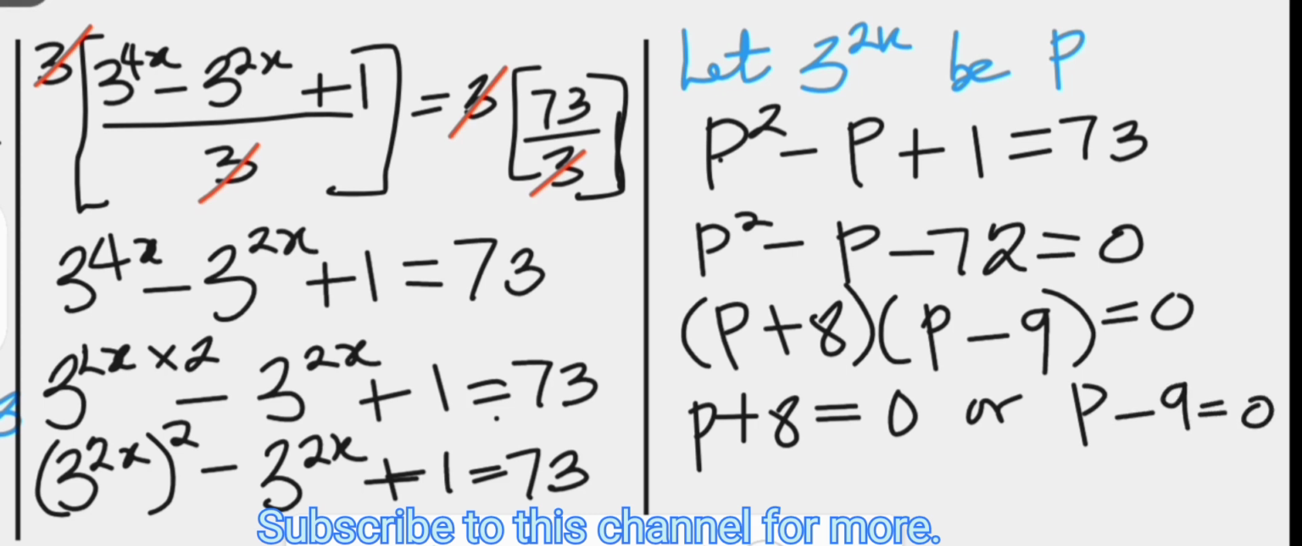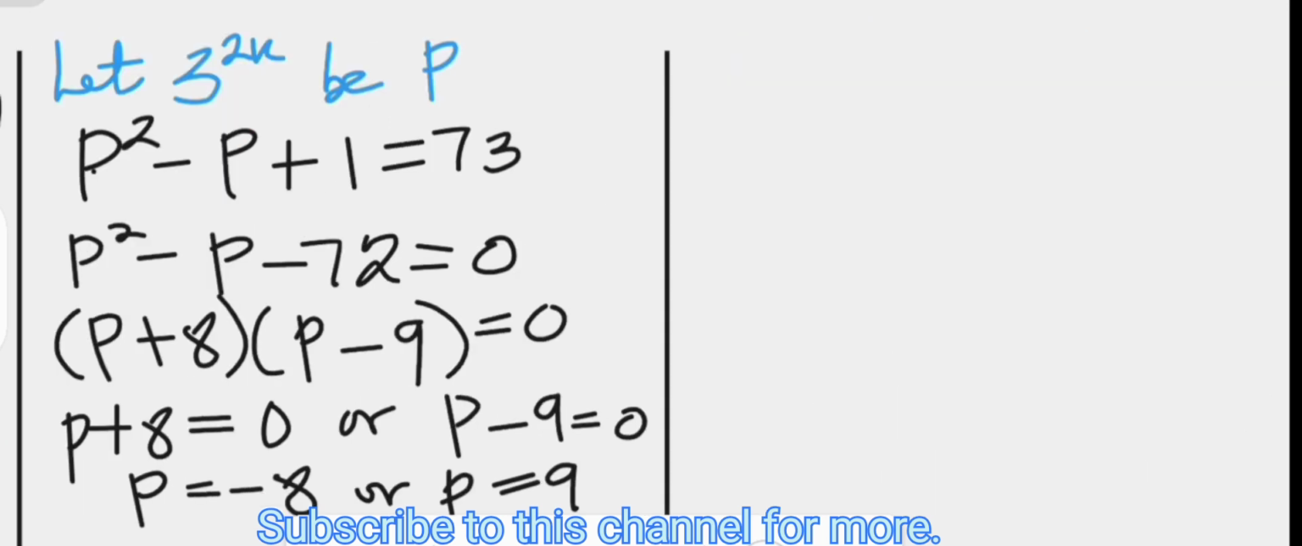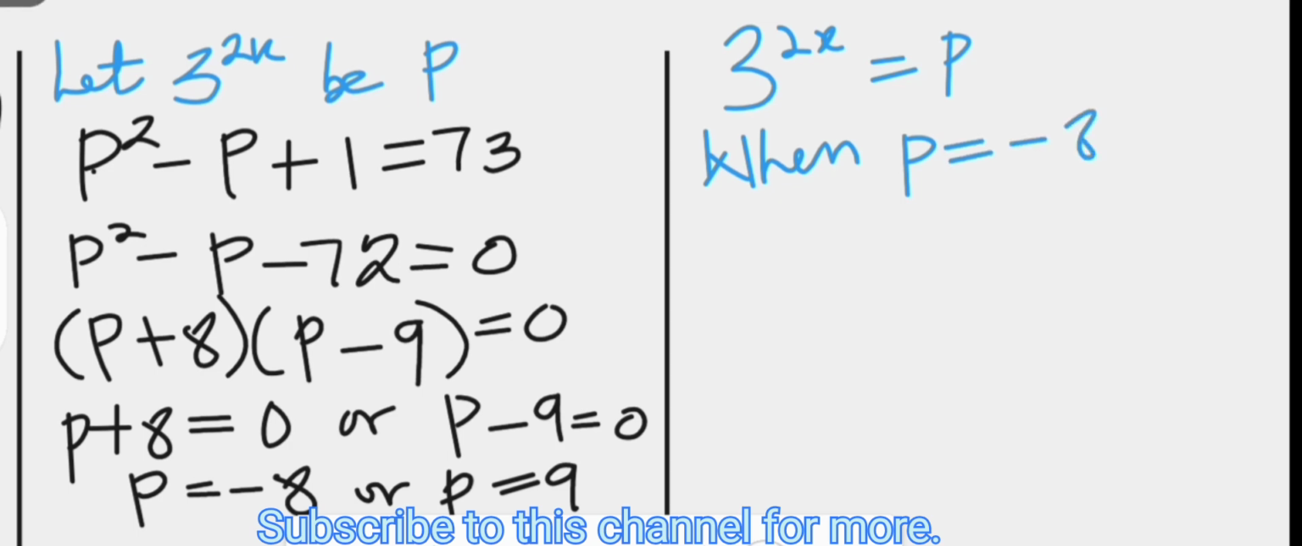When p plus 8 is 0, it means that p is going to be negative 8. And when p minus 9 is 0, then p must be 9. Remember that from the transformation we made, 3 raised to the power 2x is p. So we are going to start with when p is negative 8. That means 3 raised to the power 2x should be negative 8.